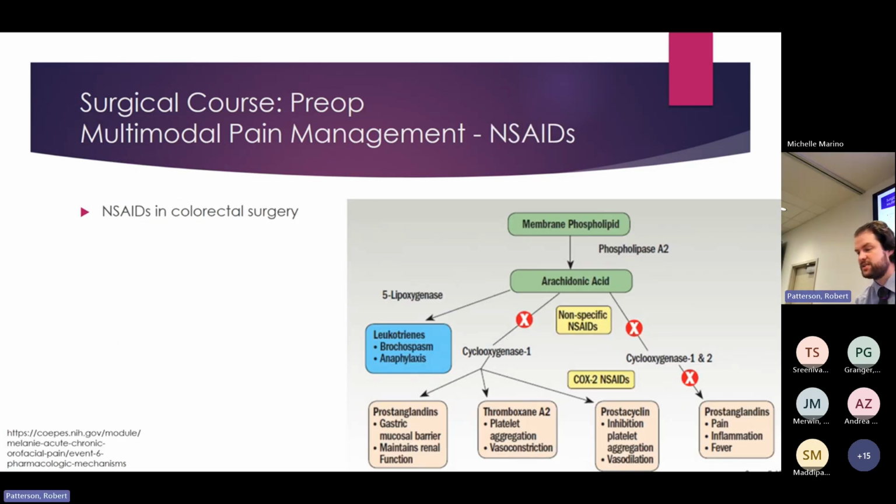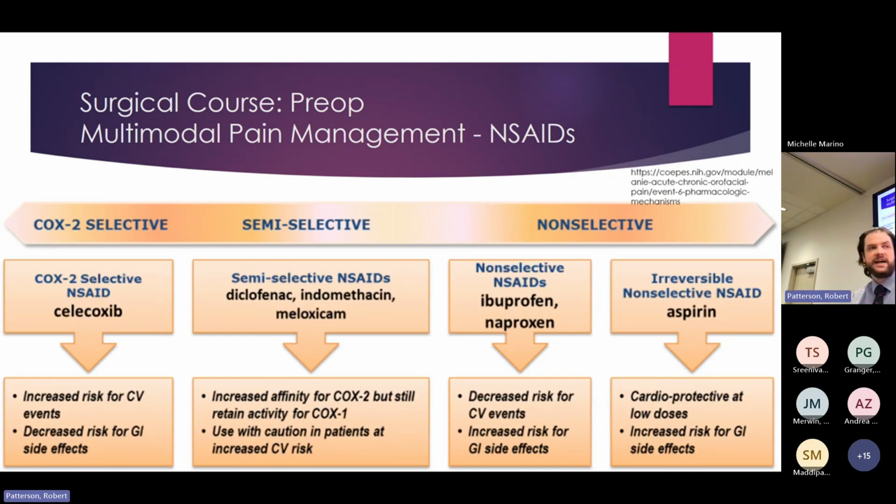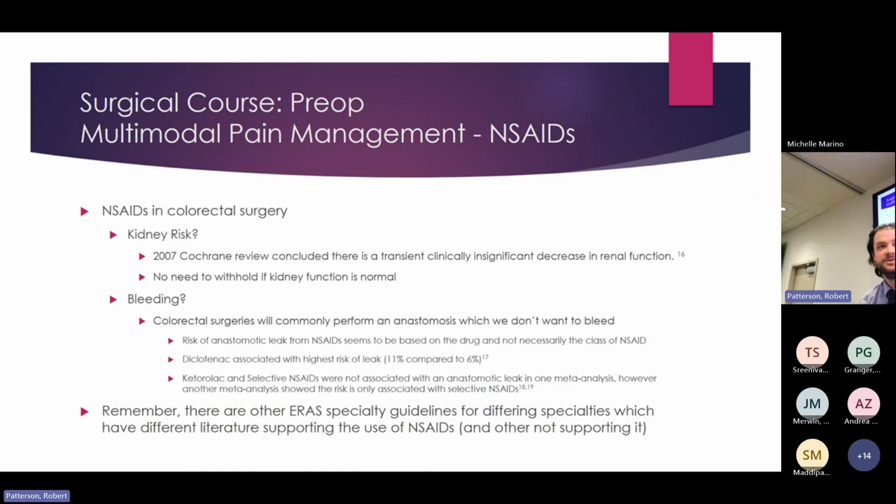And then NSAIDs. Here's a brief med school reminder about the arachidonic acid pathway and the cyclooxygenase enzymes. As we all know, these NSAIDs range from non-selective to selective. Now, what's one of the big side effects we get concerned about with NSAIDs? Anyone shout it out? Bleeding, yeah. And with a lot of the colorectal surgeries, there's anastomosis involved, and so we get concerned about anastomosis bleeding. What I thought was interesting was there was really no difference based on selectivity of the NSAIDs. It was specifically more medication-based.